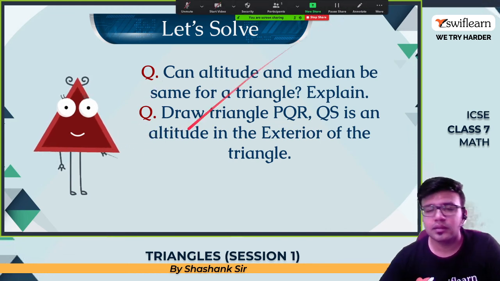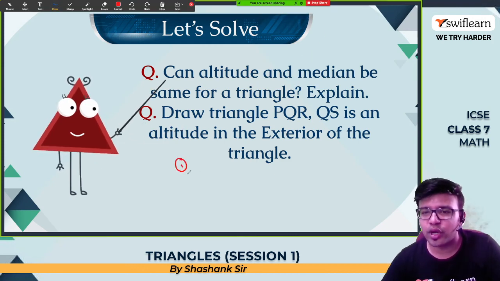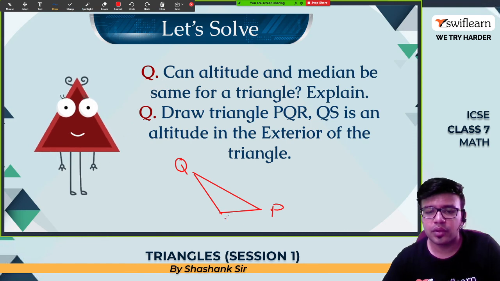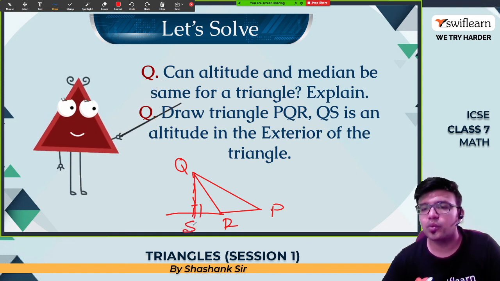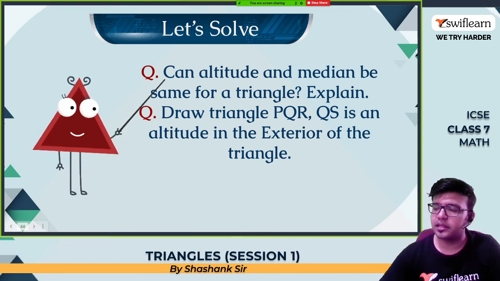QS. So how to draw this? QS is given, we have to draw the exterior altitude. So mark this point as Q, and draw the triangle PQR. And QS is an altitude, okay, this is a straight line, this is dotted. QS is an altitude exterior of the triangle.